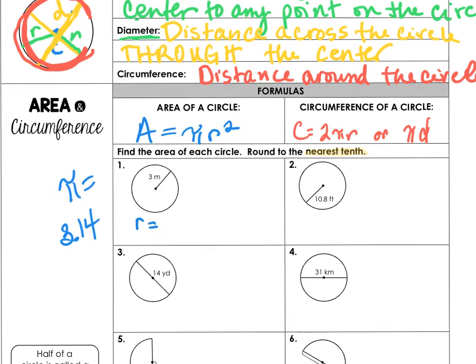R equals 3. That way we know we've got a radius. To find area, we're going to do area equals 3.14 times 3 squared. And I have to see that step. Can't I just punch it into my calculator? No, you cannot.